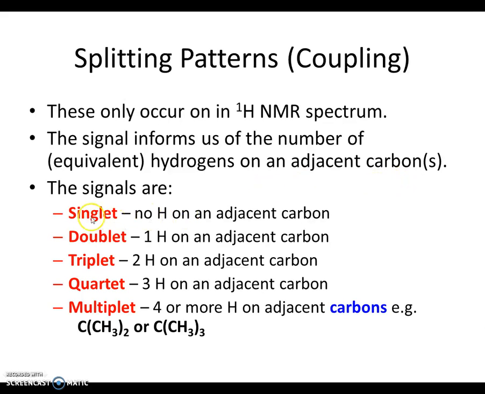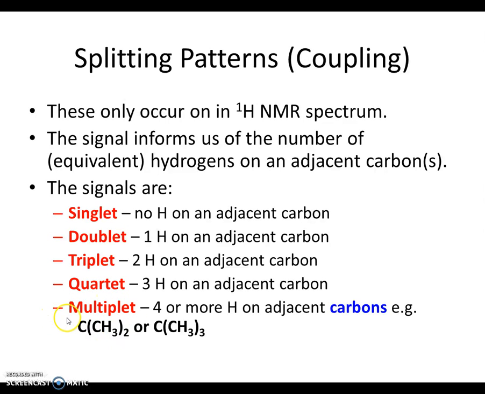Okay. Now, there are 4 main peaks, signal types that we need to be aware of. A singlet, there is no hydrogen on an adjacent carbon. A doublet, there's 1 hydrogen on an adjacent carbon. A triplet will be caused by 2 hydrogens on an adjacent carbon, and a quartet would give rise to 3 hydrogens on an adjacent carbon. As far as A level goes, really that should be as much as you would see.